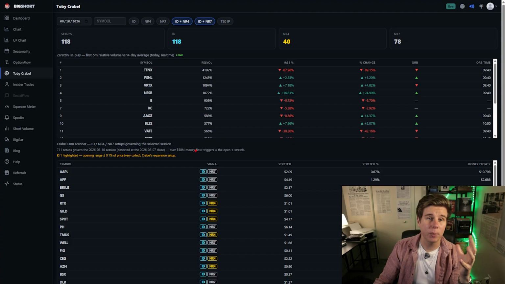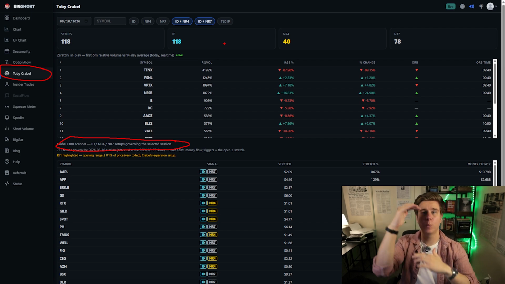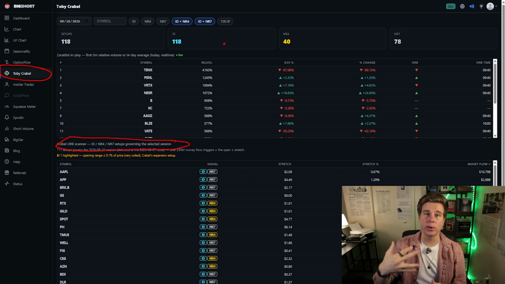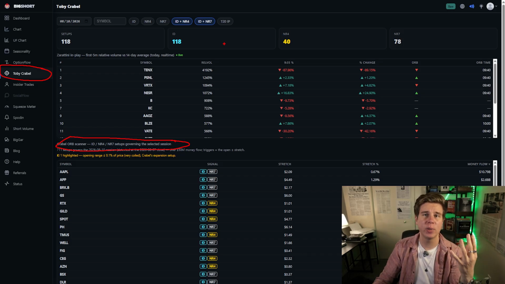Next up, we have the Tae Crabel ORB scanner, which lives in the Tae Crabel section right here. And basically what this is, it's a measure of compression. And if you swing trade, then you know that generally compression can lead to expansion, which is pretty much the whole thing that Tae Crabel looks at.